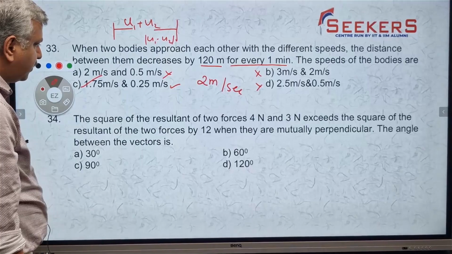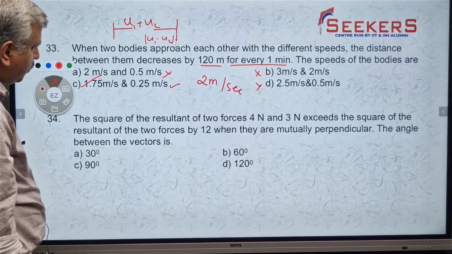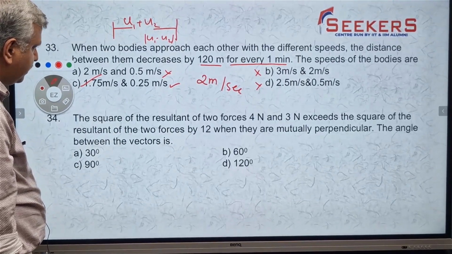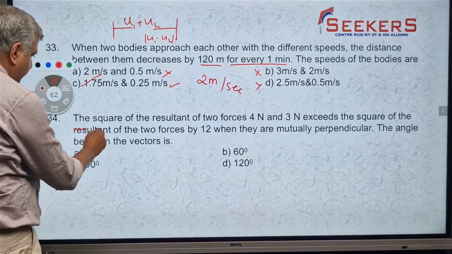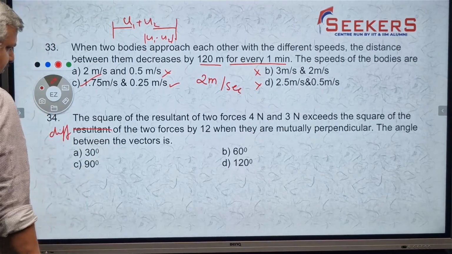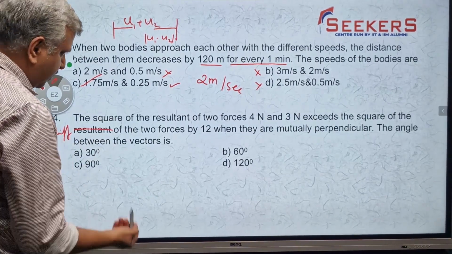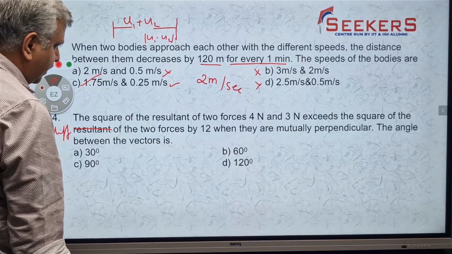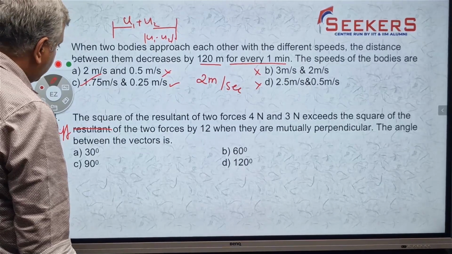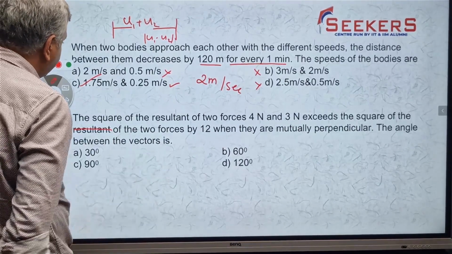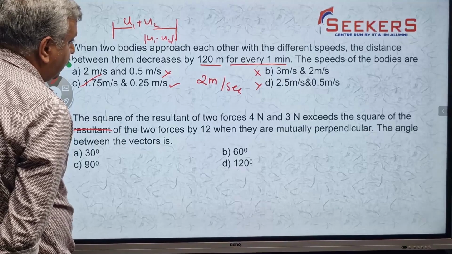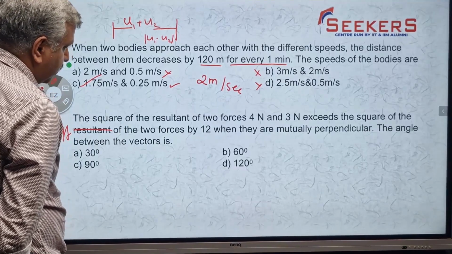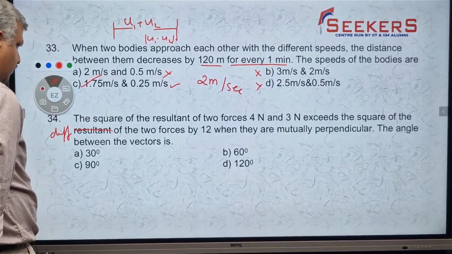The square of the resultant of two forces 4 and 3 exceeds the square of the, this should be the difference of the two forces by 12. So this is something which is very unlikely. Anyway, we will see. The square of the resultant of the two forces exceeds the resultant of the two forces by 12 when they are mutually perpendicular. Okay, then the angle between the forces is how much?